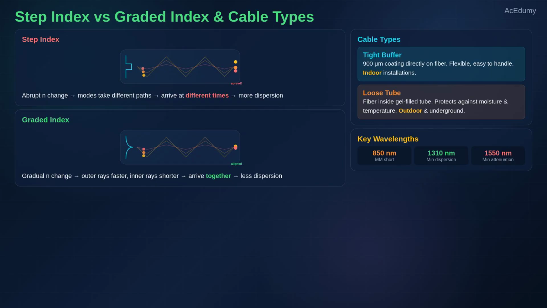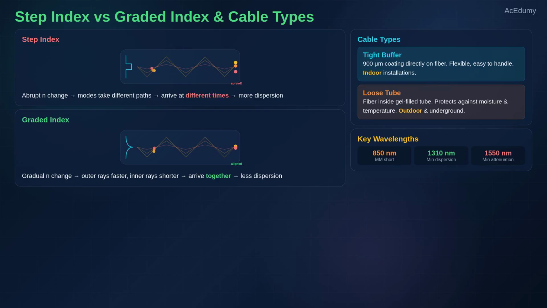In step index fiber, there is an abrupt change in refractive index between the core and the cladding. Each mode, or ray of light, takes a different path through the core. Rays bouncing at steep angles travel longer distances than rays near the center. The result? Different modes arrive at the receiver at different times. This pulse spreading is called modal dispersion, and it limits both bandwidth and distance.